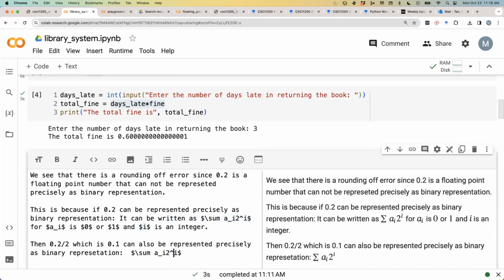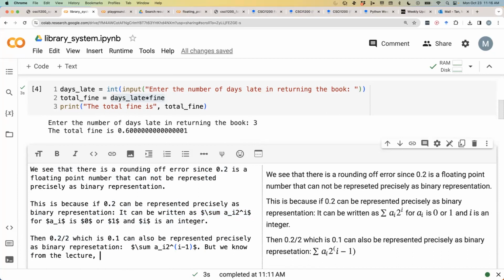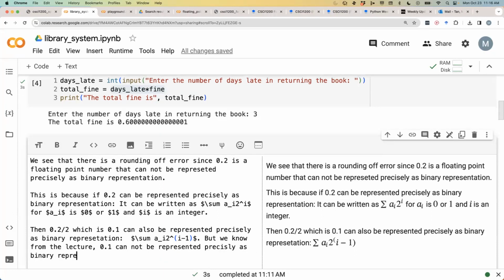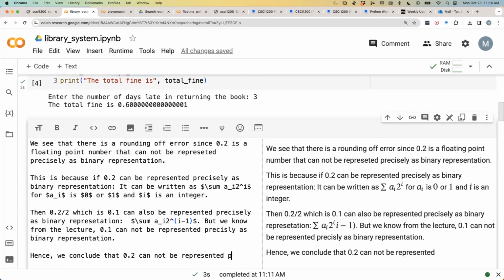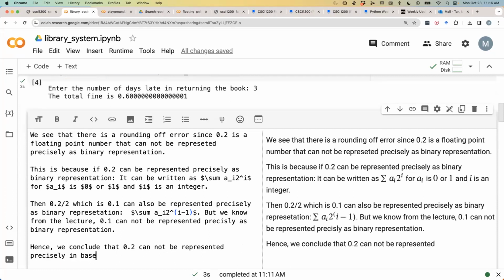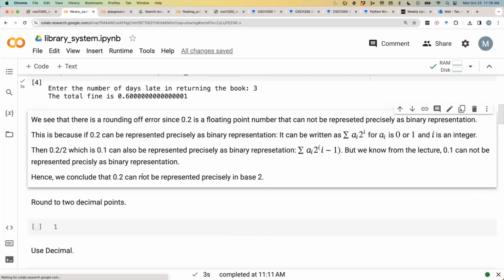Okay, where n is now divided by 2, so I have n minus 1. All right. But we know from the lecture, 0.1 cannot be represented precisely as binary representations. Hence, we conclude that 0.2 cannot be represented as precisely in base 2 or as binary representations. Okay.